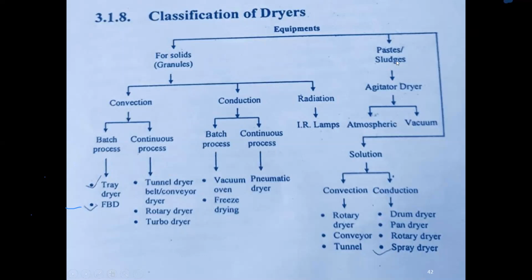Then if the material is a paste or a slurry, we can use agitator type dryers to dry the paste material. If the material is in solution form, then you can use the convection process or conduction process. The convection process is totally mechanical. You can apply dry heat and dry the material. It is called a rotary dryer; conveyors are there, tunnel dryers are there.